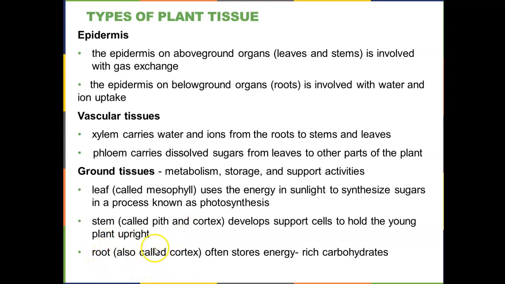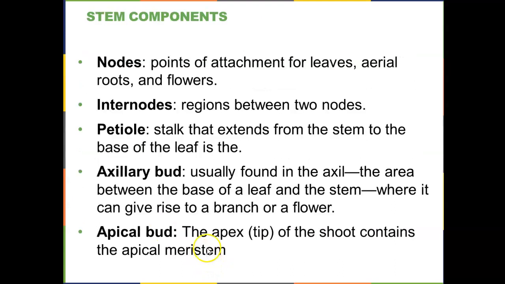In the root, we also are going to have a cortex and some sort of pith structure within there as well. All right. When we look at a stem, some terminology that hopefully you're already familiar with. So you can divide any stem into a node and an internode. So a node is the point where we have branching, whatever that may be. Internodes are the spaces between points of branching.